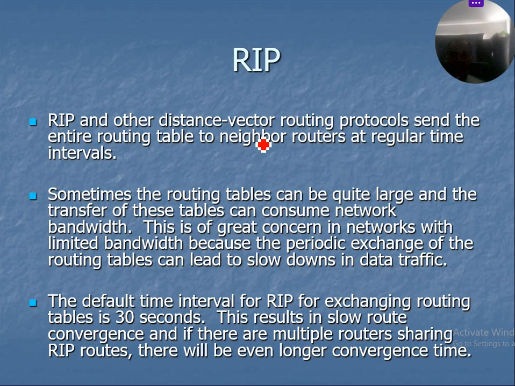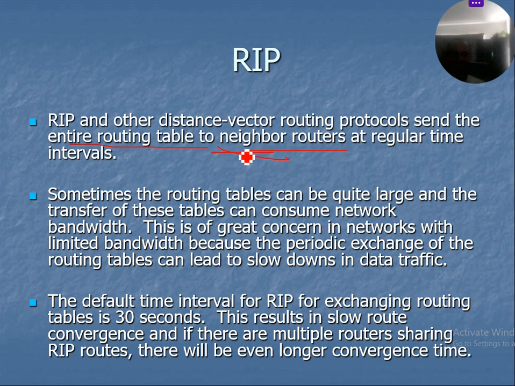Now let's look more specifically at the routing information protocol. The routing information protocol, and any other type of distance vector routing protocol, sends the entire routing table to its neighbor routers. This is the difference between a link state and a distance vector protocol.